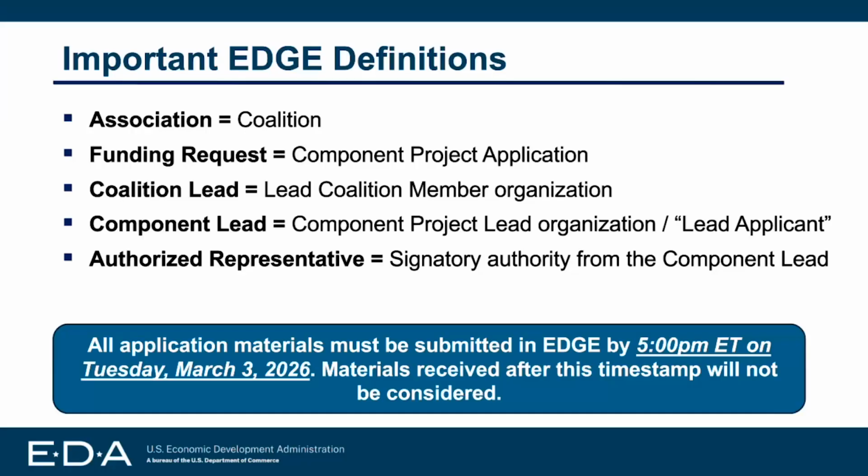So in Edge, if you see the word association, that means coalition. If you see the word funding request, that is a component project application. If you see a coalition lead in Edge, we'll call it the lead, the NOFO calls it the lead coalition member organization. Same thing for a component lead. This is the component project lead organization, also known as the lead applicant. And an authorized representative. This is a signatory authority from the component lead.